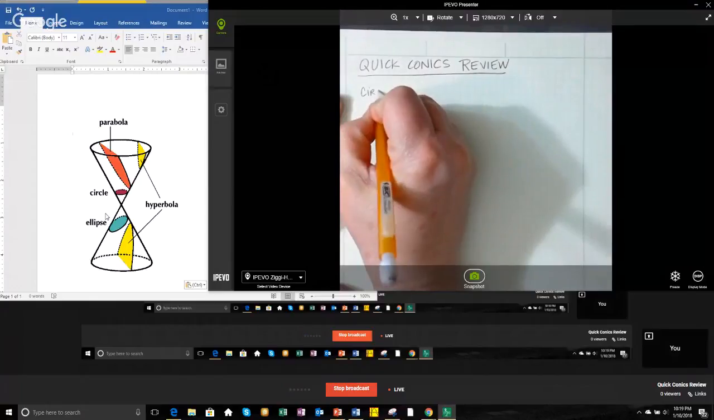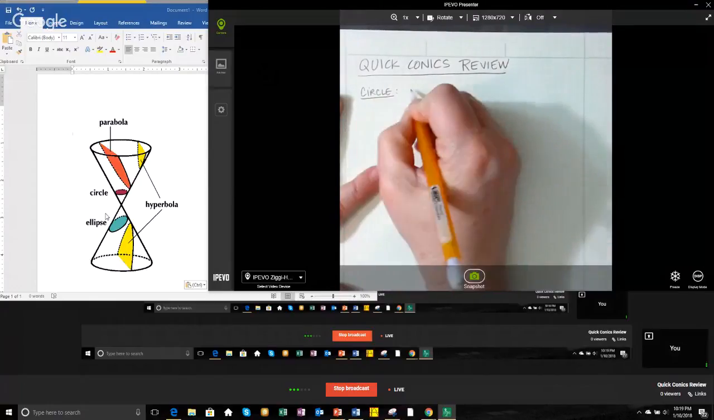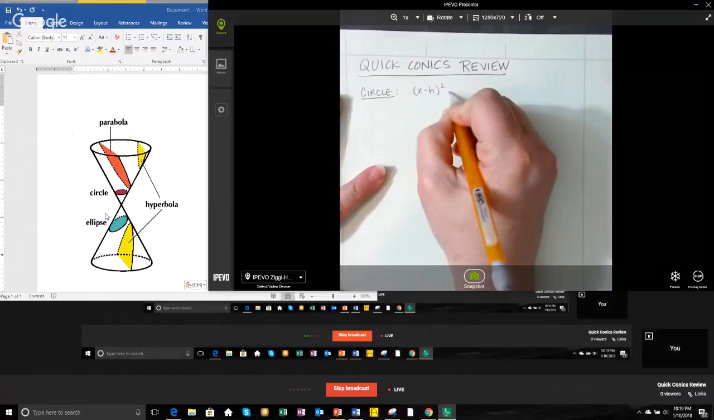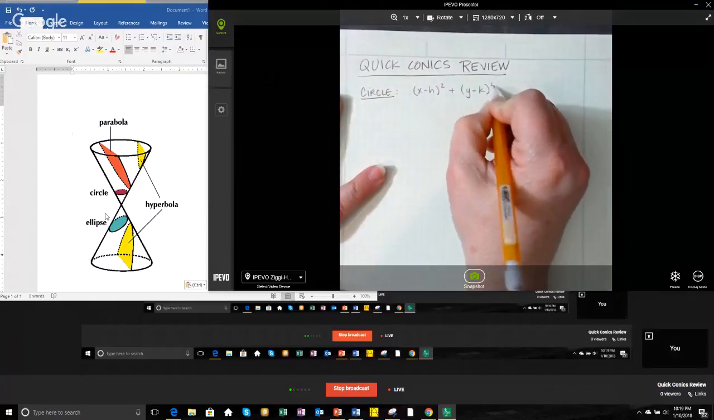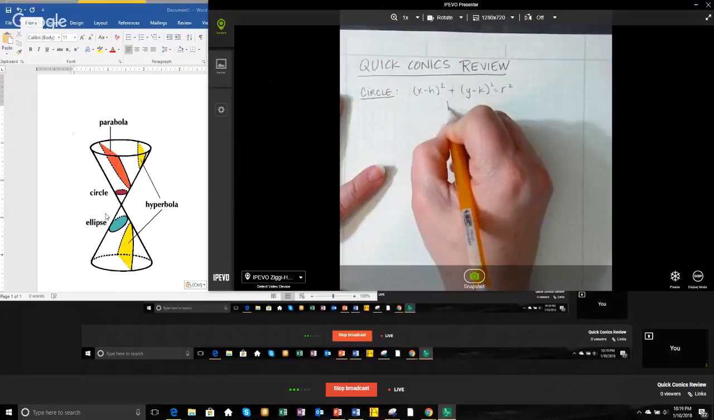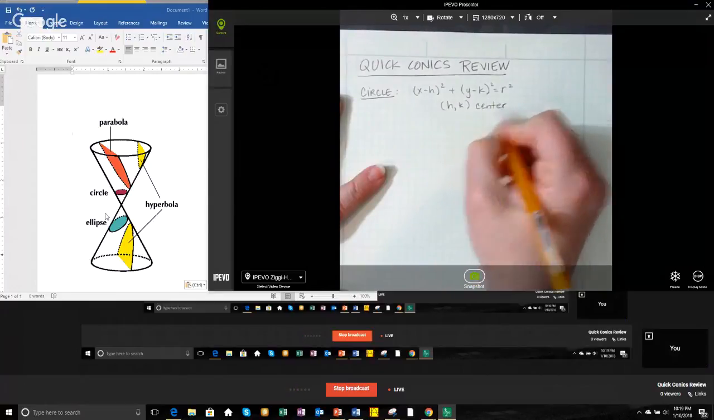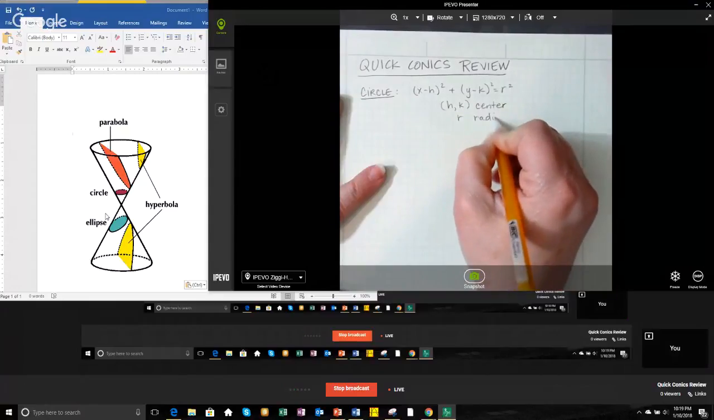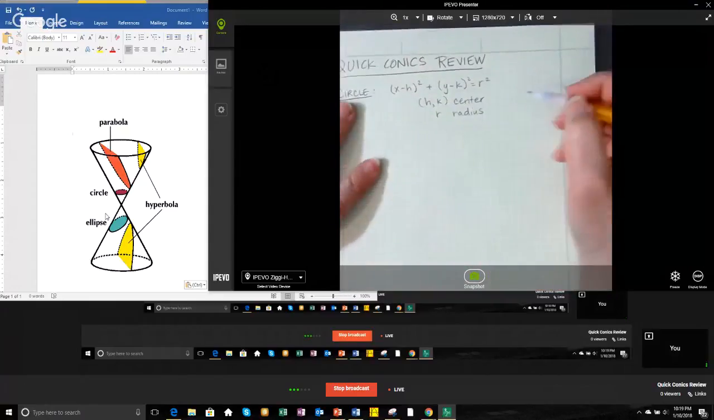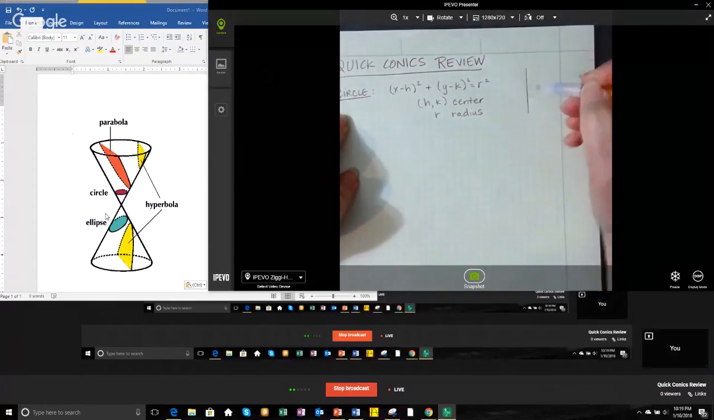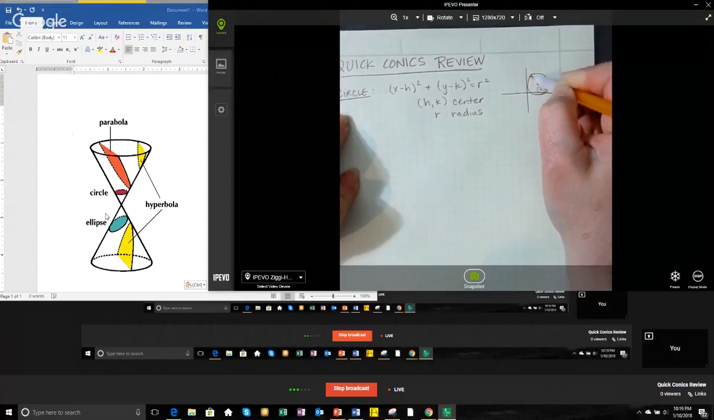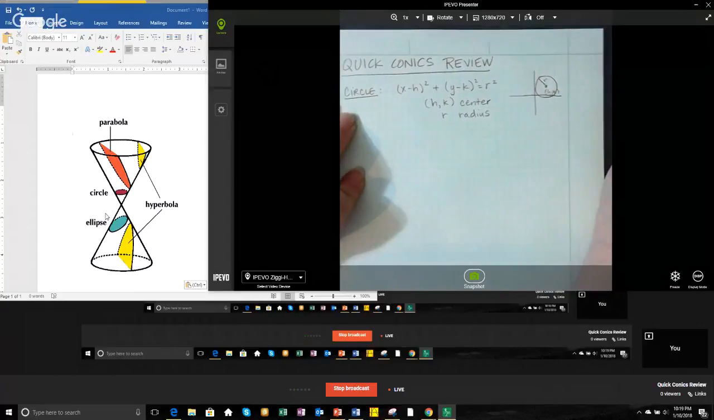A circle has a general equation of (x minus h) squared plus (y minus k) squared equals r squared, where the point (h, k) is the center, and r is the radius. If you know the center and the radius, you can graph your circle. So I'm going to graph a circle, and I'm just going to put it in the first quadrant here. This would be the center, (h, k), and the radius of r. And that would be a circle.